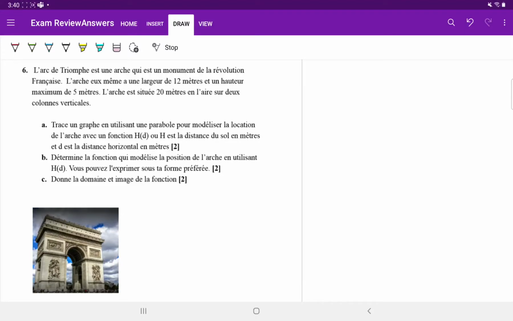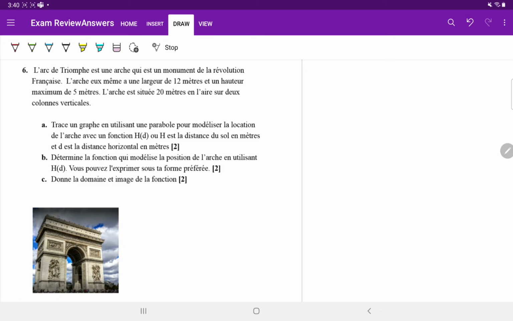In this video, we're going to be looking at doing a quadratic word problem. In this one, we've got the Arc de Triomphe, a big monument in Paris, and we've got some dimensions about it. The arch has a length of 12 meters and a height of 5 meters. And the arch is up 20 meters in the air on two vertical columns.